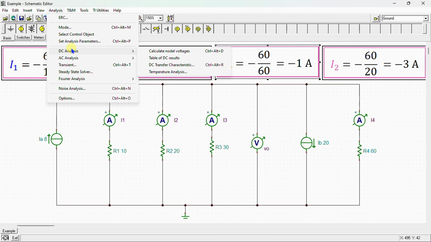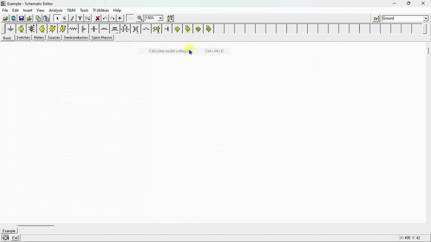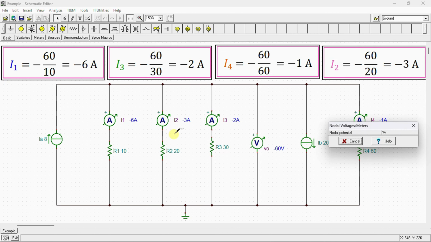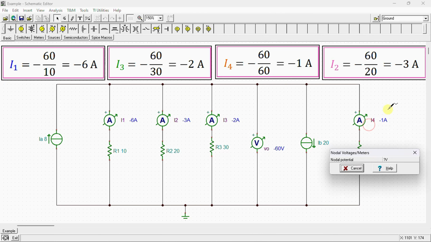This analysis calculates nodal voltages. We can see here that the current I1 is equal to negative 6 amps, I2 is equal to negative 3 amps, I3 is equal to negative 2 amps, and I4 is equal to negative 1 amp. After completing the simulation, we clearly observe the similarity between the simulation and calculation results. This serves as a validation or verification of our work.